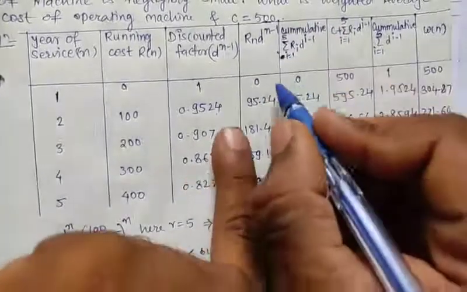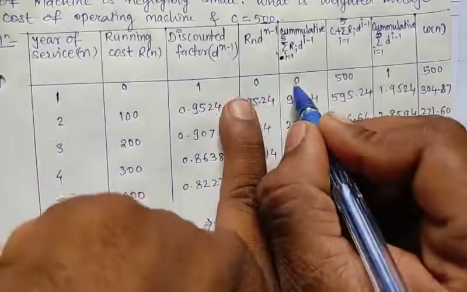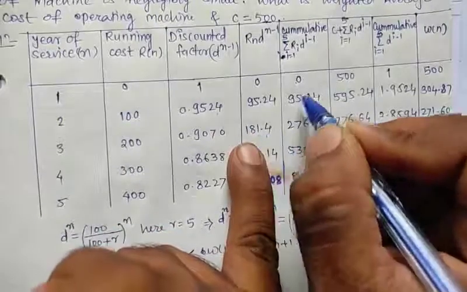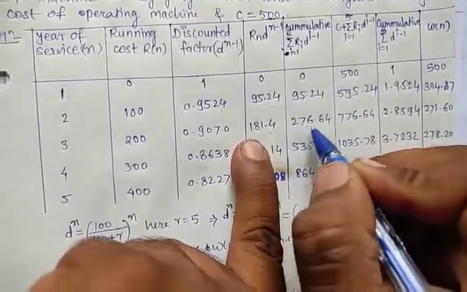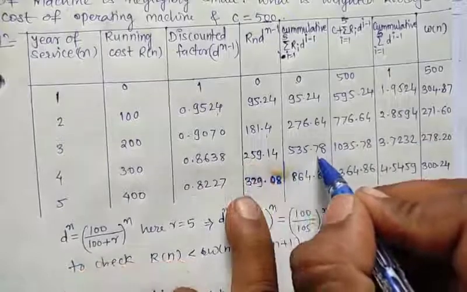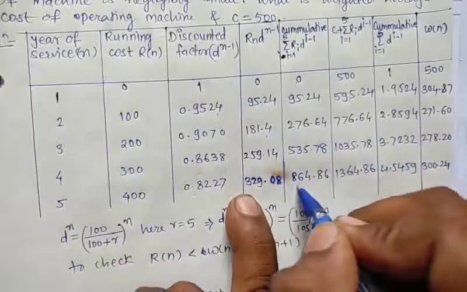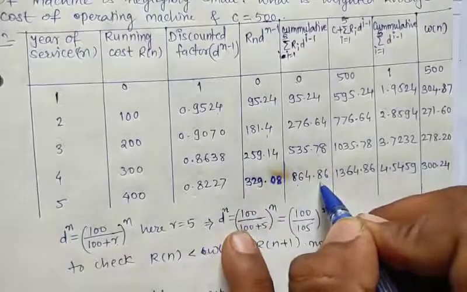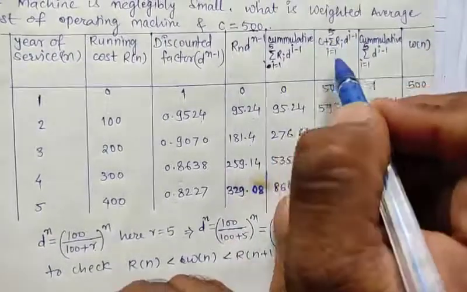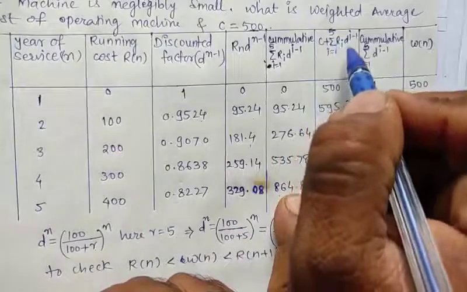Now next, calculate cumulative summation of Ri d raised to i minus 1. So cumulative means what? We take 0 as it is, taking addition of these two, this is 95.24. Next, addition of these two, we get 276.64. Addition of these two, we get 535.78. Addition of these two is 864.86 and so on.